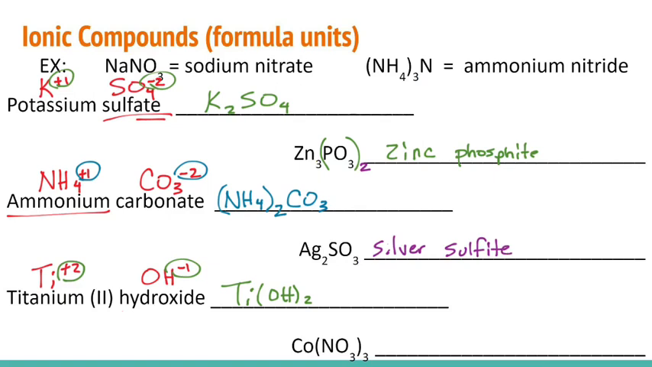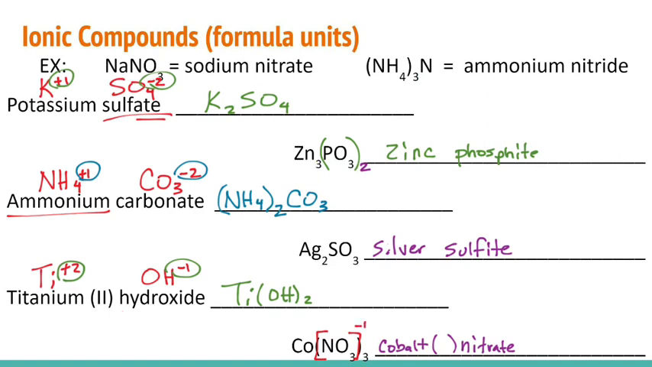Next one, we can definitely tell NO3 is our special group because it's already in parentheses there. So our first name of this is going to be cobalt, and then NO3 is nitrate. And cobalt is a transition metal. It does not have a set charge like zinc and silver do, so we do need to find its Roman numeral. And just like with our binary ionic compounds, let's start by figuring out what is the charge of this thing that is with the cobalt.